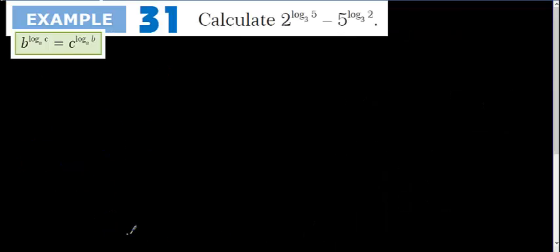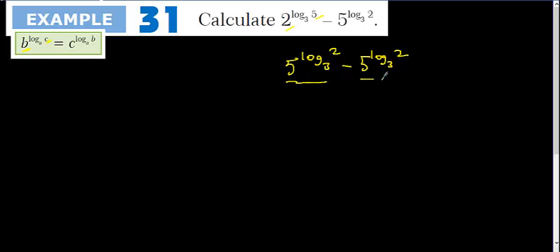Okay, for this question, it says that the b value and c value, you may change their places. So I can change the 2 value and the 5 value. When I change the 2 value and 5 value, this expression is going to be 5 to the power of logarithm base 3 of 2, minus 5 to the power of logarithm base 3 of 2.